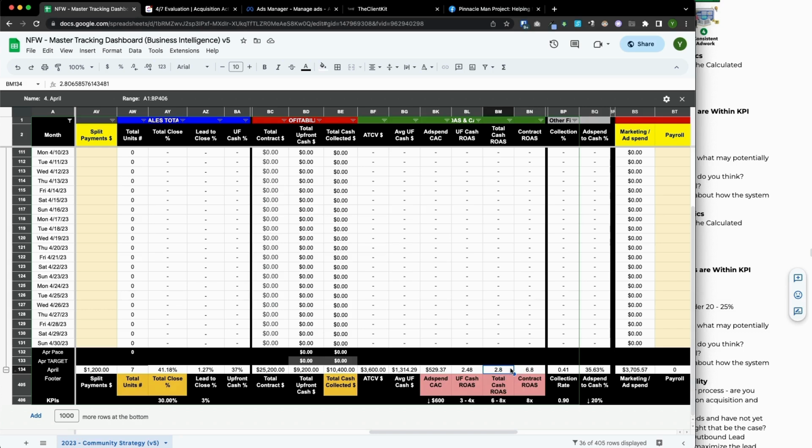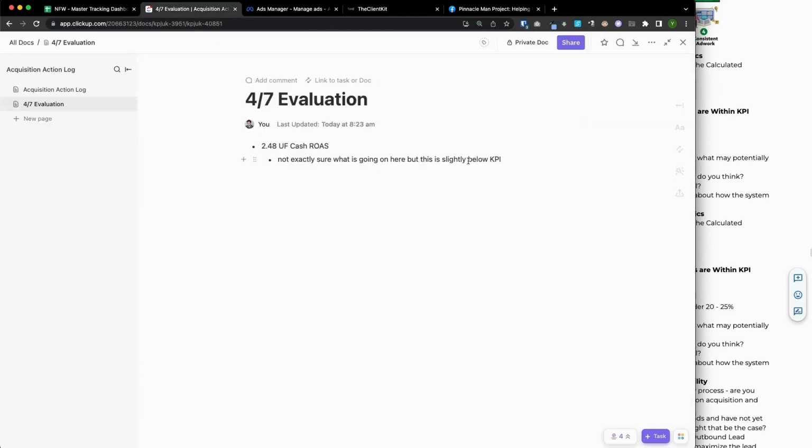And that's the reason why it's low, because they just started this month, right? So hypothetically, this might be another thing that I will go ahead and annotate over here. And I say, cool, contract ROAS, and I'll say total cash ROAS. And so over here, we say total cash ROAS is low, right? ROAS is low at 2.8x is what we're looking at.